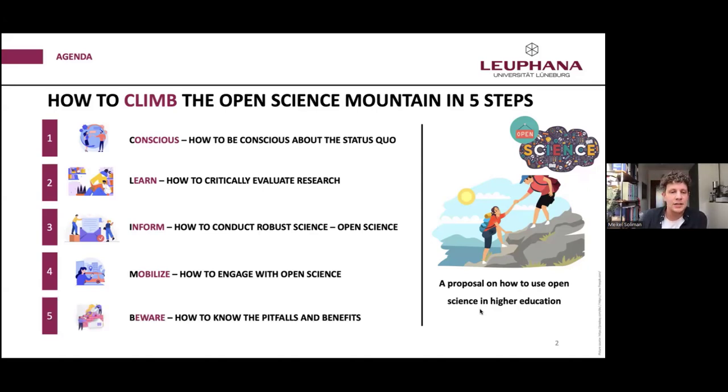And based on that mobilization, so if students are mobilized, I think it also helps to talk about or beware of the fact that there are still some pitfalls in open science practices, but there are still some benefits that may outweigh, and at least in my opinion, outweigh the pitfalls that you come across. And based on those 5 steps, I hope it's doable to achieve the top of the mountain, so to speak, so to climb the higher education open science mountain that we have in front of us. At least that's what I tell my students, that this way it's quite easy to climb the mountain.